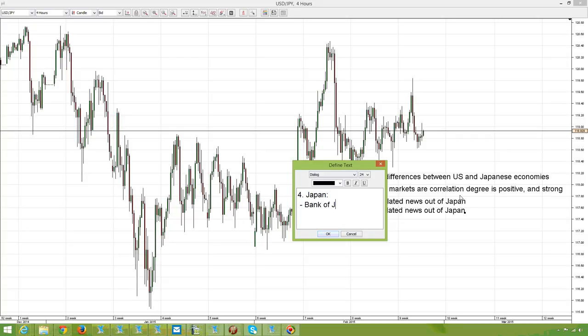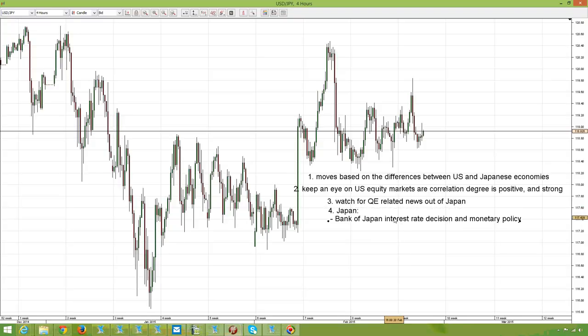Bank of Japan, interest rate decision, and monetary policy. Like any major central bank, the Bank of Japan meets on a monthly basis, trying to assess what happened in the economy in the previous month and trying to set the monetary policy for the period to come. This is the main pillar of monetary policy, and it is valid for any central bank in the world.